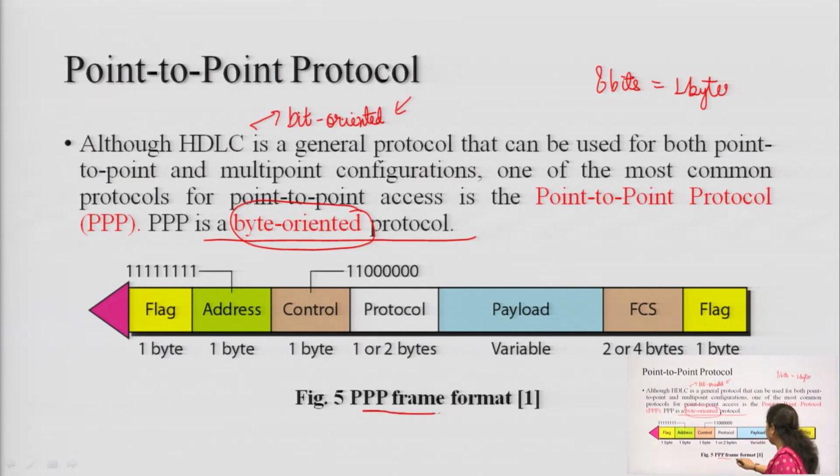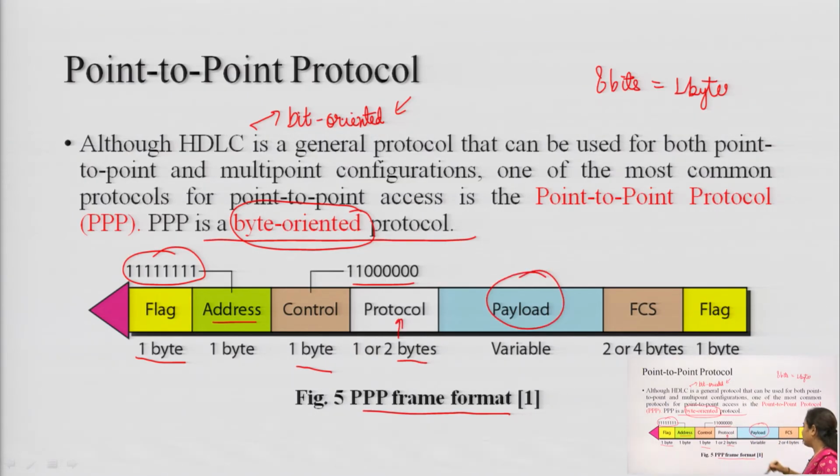Now, this is the PPP frame format, the point to point protocol frame format. If you can see, this is 1 byte, it means 8 bits of information will be transmitted in the flag, then 8 bits of information will be transmitted in this address, which is fixed, which is shown by all ones. Then 8 bits or 1 byte is transmitted in this control information, then 1 or 2 bytes will be transmitted in this protocol field, then it is followed by the payload. Payload is variable and it is the original data that you want to transmit.